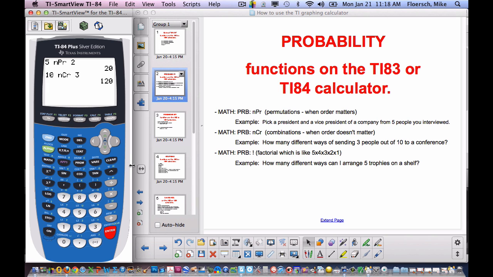Then the other thing we should look at is just a plain factorial, which means if I take a number, for example, 5 factorial, it means 5 times 4 times 3 times 2 times 1. An example of this would be how many different ways can I arrange 5 trophies on a shelf? In this case, I would do 5, math, probability, number 4. And number 4 is the factorial. I hit enter. There are 120 different ways I can arrange 5 trophies on my shelf.